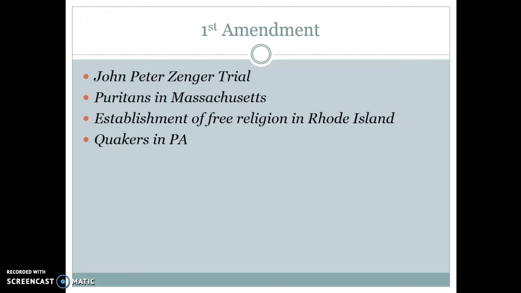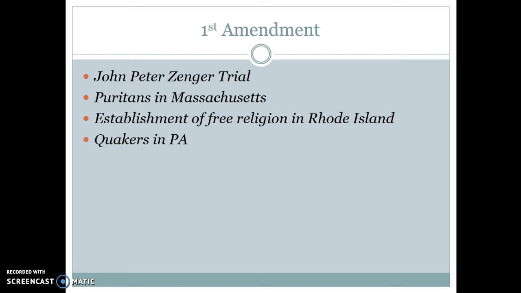So some of the historical events that led to this was the John Peter Zenger trial in New York in the 1740s. John Peter Zenger was a newspaper editor who was very critical of the royal governor of New York, and he was put on trial for printing things in the newspaper. What he printed in the newspaper, however, was true, and so he was let go, found not guilty. And this became one of the foundations for free speech in America.